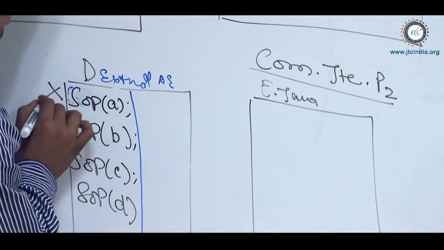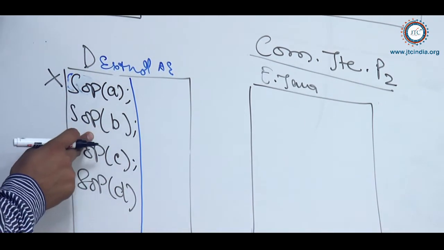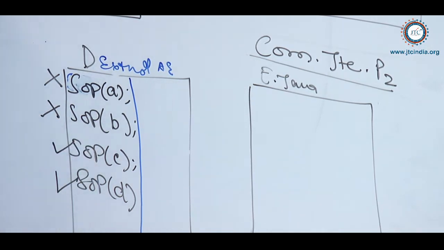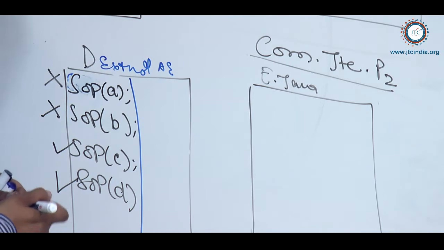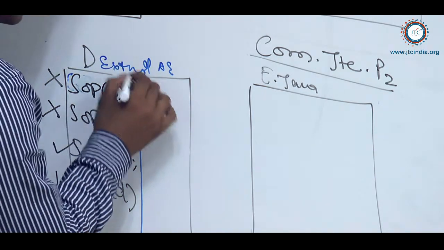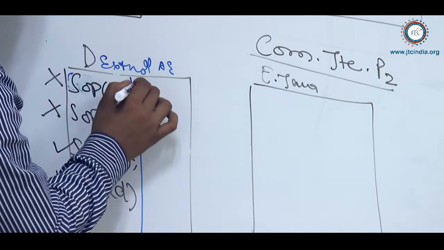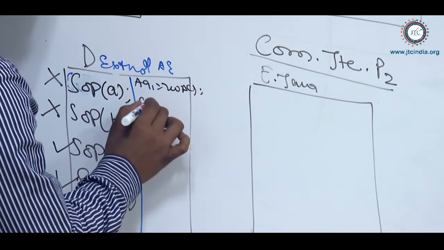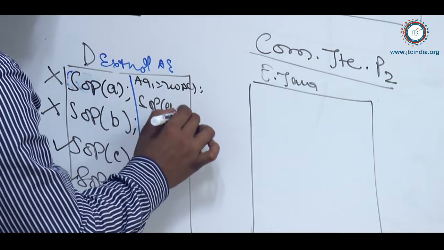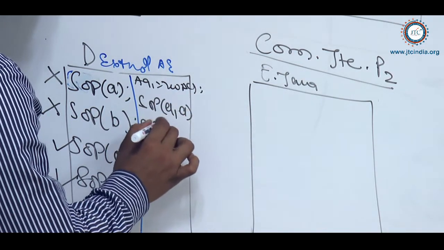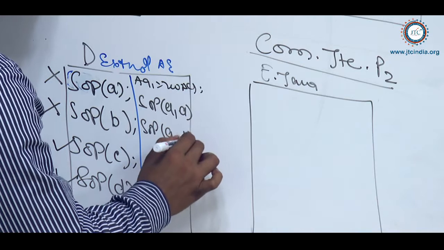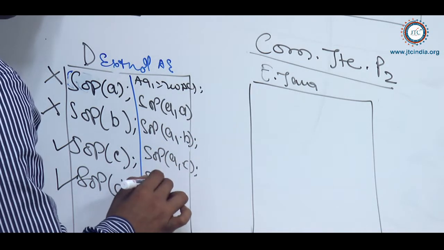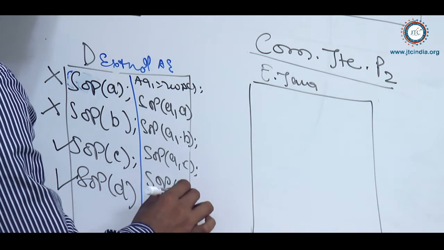So A we cannot access, B, see B is a default member, we cannot access outside the class. C, protected, and D we can access it here, no issues, which means now again when I am creating object of class A, like A A1 is equal to new A, and now see SOP of A1 dot A, SOP of A1 dot B, SOP of A1 dot C, and SOP of A1 dot D.